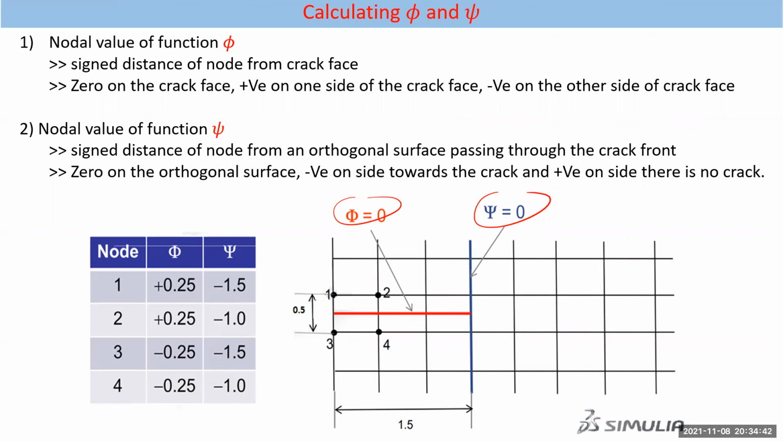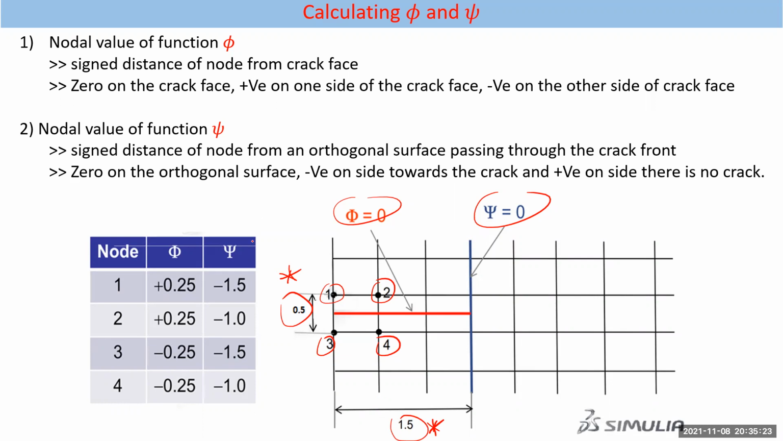Now, every node, say I have node 1, node 2, node 3, and node 4. How Abaqus or extended finite element keeps track of where the crack is and how it's propagating: it's going to find the location of all the nodes surrounding it through the signed functions phi and psi. For example, say this distance is 0.5, and say this distance is 1.5. How are these nodes 1, 2, 3, 4 calculated by this extended finite element method?